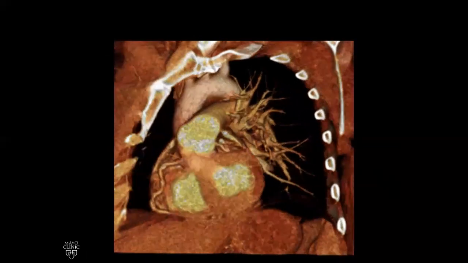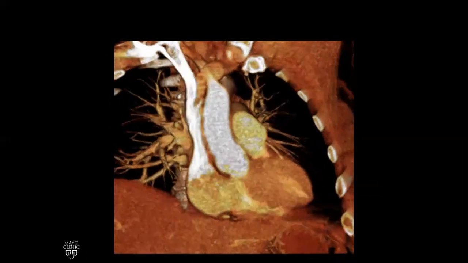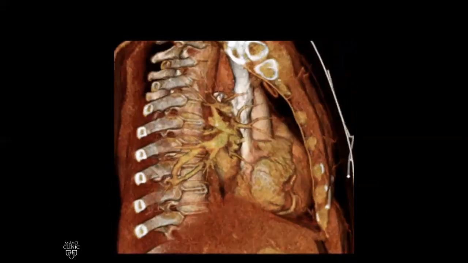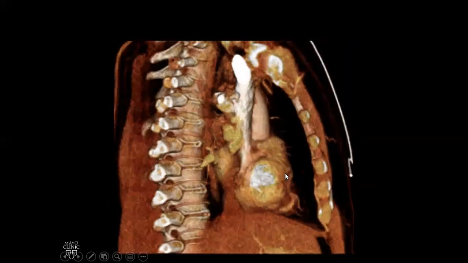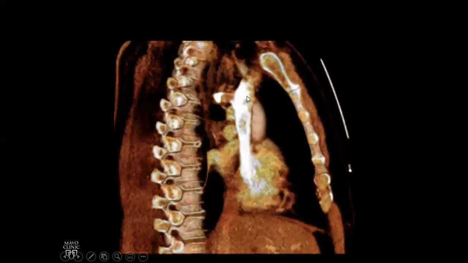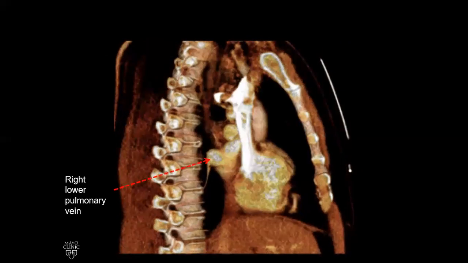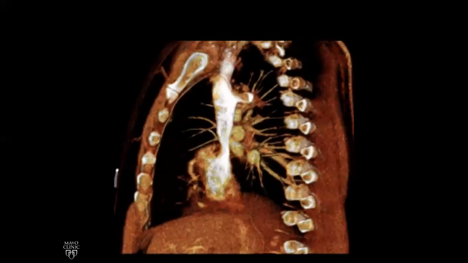So if we rotate around to the front, now we're looking from the front, and then we're going to rotate around and look at the right side. Here's the right atrium, right atrial appendage. This is the right coronary artery. This is the aorta. This is the SVC. And there's the right lower pulmonary vein and the right upper pulmonary vein. And we'll flip it around to look from the right side, and there's back to our lateral radiograph.